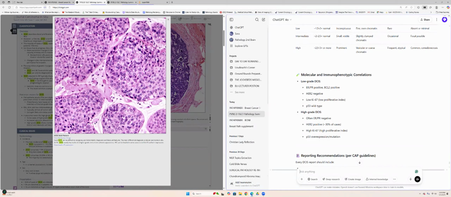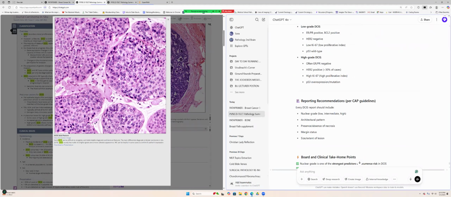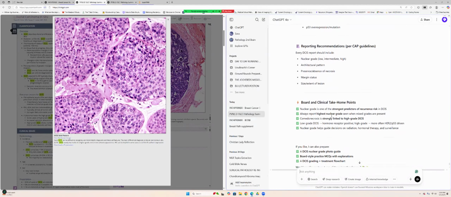And Ki67 will be high. So if you want to report this, what should you report? Nuclear grade, whether it's low, intermediate, or high. Architectural pattern, presence or absence of necrosis, margins, positive or negative, size and extent of the lesion.